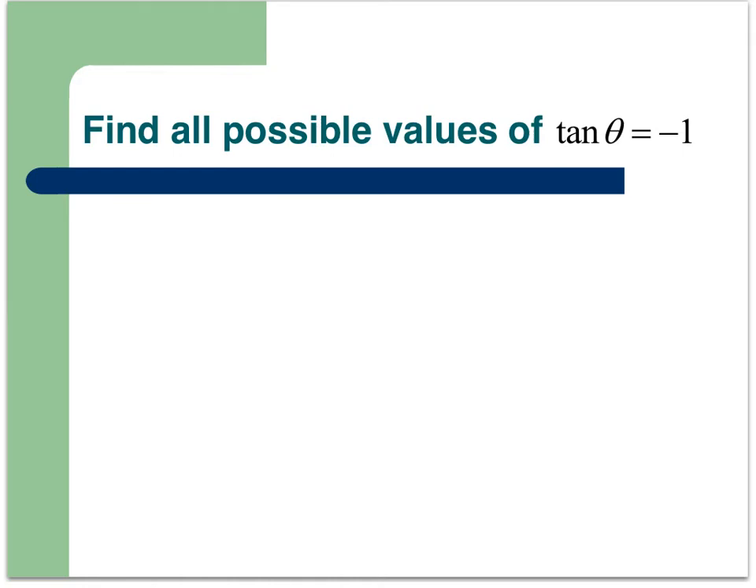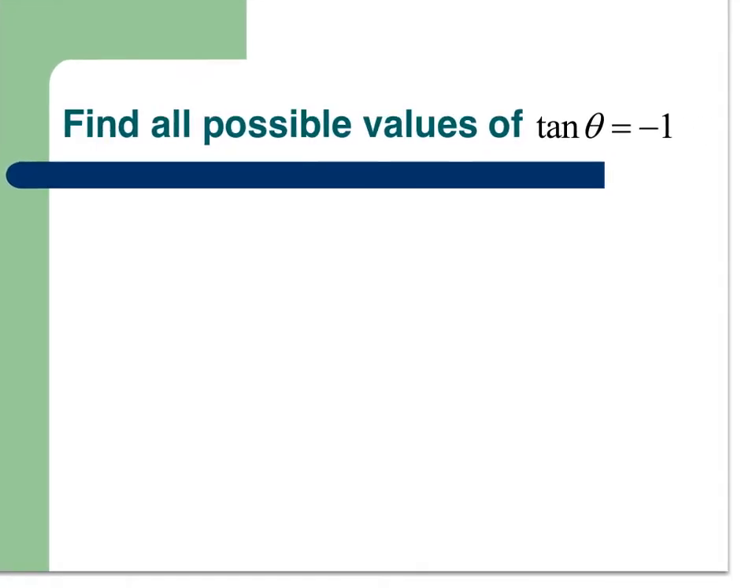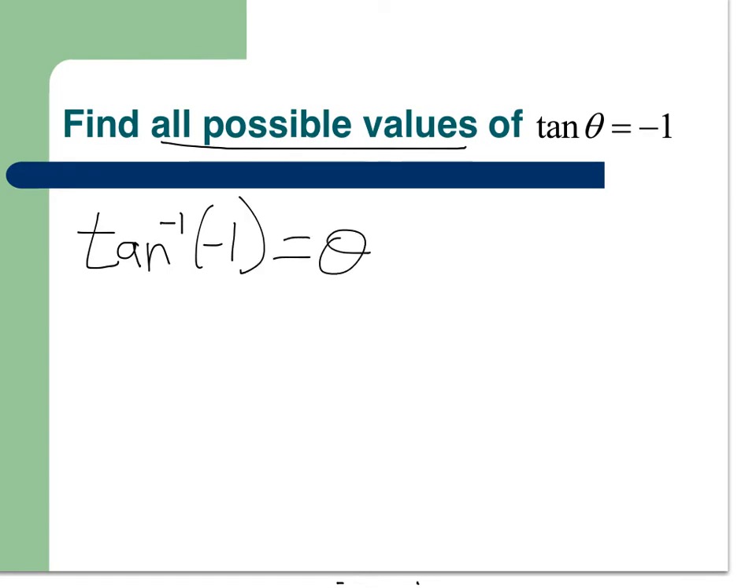Okay, so in this video, we have find all possible values. So all possible values, all the values, of tangent of -1. So I want to find tangent inverse of -1, and what angle measurement does that equal? But it's all values. So I'm talking about all of them.